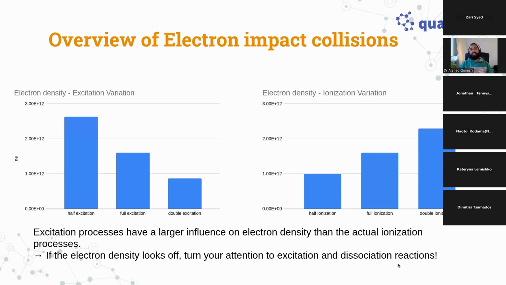if the excitation and the dissociation reactions are more dominant in a mixture, that means very low amount of energy is left for ionization, so that impacts the electron density overall.